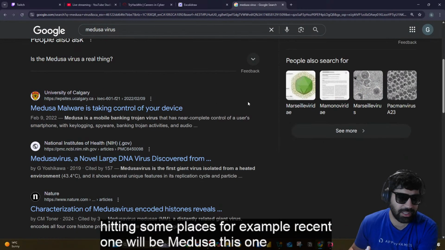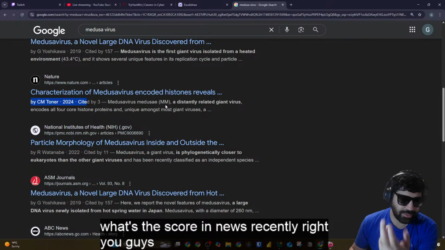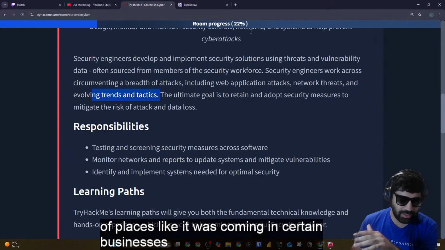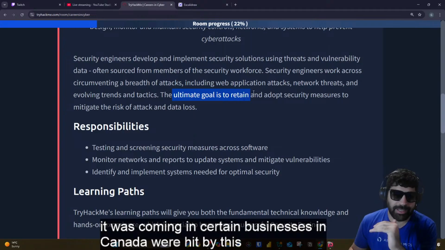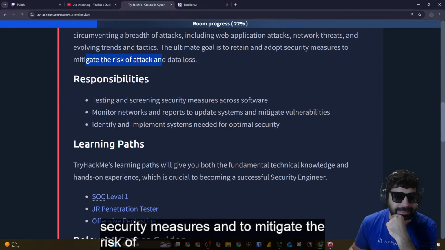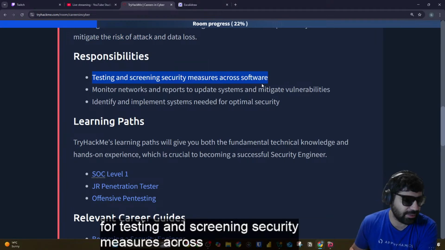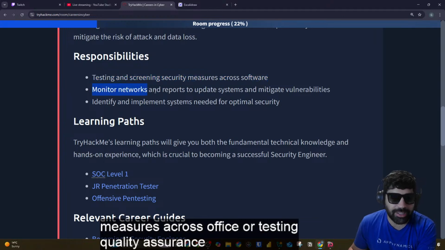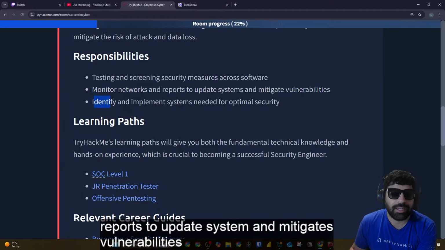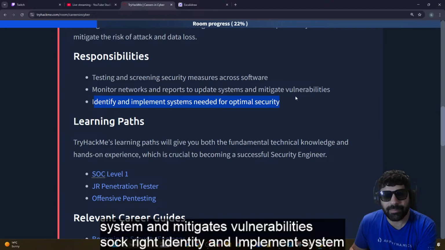This one was in, what's this called, in news recently, right? You guys can see 2024, a bunch of places like it was coming, and certain businesses in Canada were hit by this. The ultimate goal is to retain and adopt security measures and to mitigate the risk of attack and data loss. Responsible for testing and screening security measures across software, so testing, quality assurance. Monitor networks and reports to update system and mitigate vulnerabilities. SOC, right? Identify and implement system needed for optimal security.